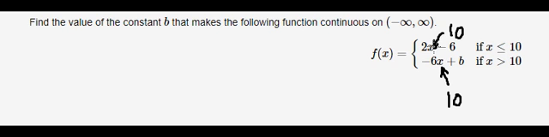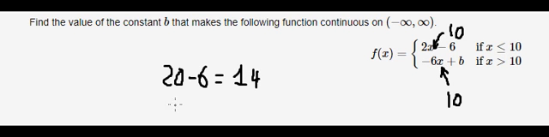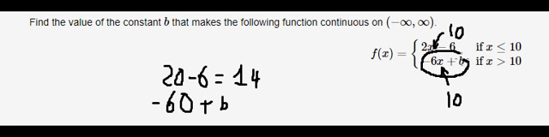For the first one, you get 20 minus 6, and that should be equal to 14. And for the second one, you get negative 60 plus b. We know that if we want the function to be continuous at s equal to 10, the limit on the left and the limit on the right should be equal to the number. That means the first equation should be equal to the second equation in here.